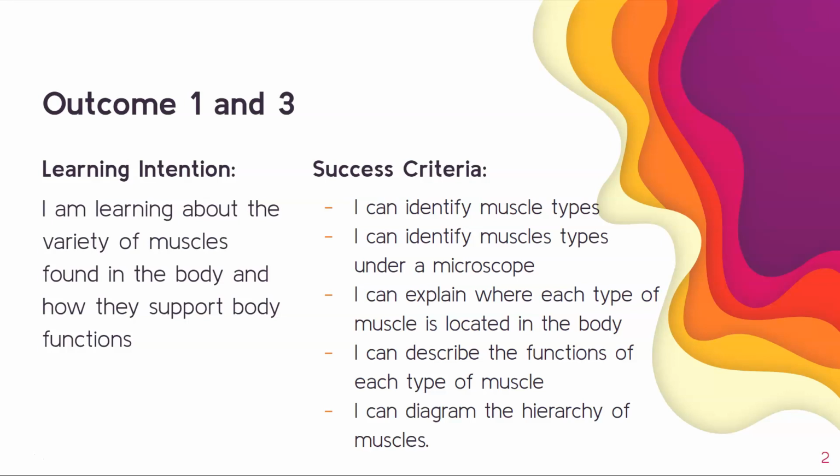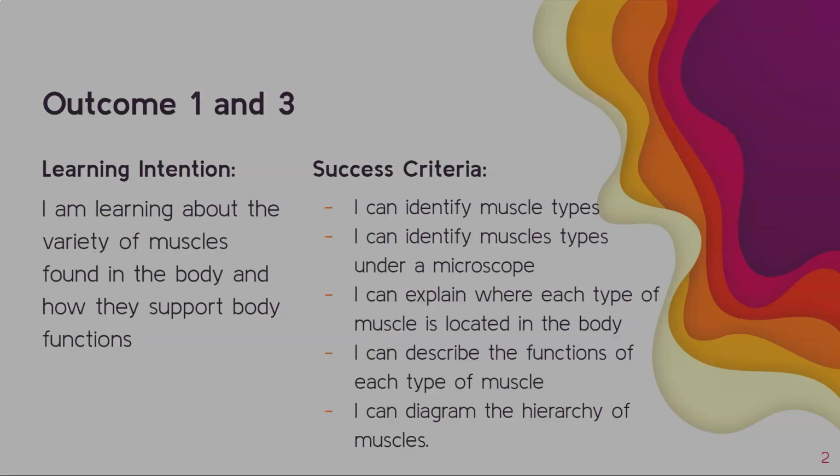So today, you're learning about the variety of muscles found in the body and how they support the body's functions. By the end of today, the goal is to identify muscle types by knowing the three names and their functions, as well as being able to identify them under a microscope. You want to be able to also explain where each of those muscles is located in the body, how they function, as I said earlier, and then be able to diagram how the muscles are put together all the way down to the smallest parts, which are called myofilaments.